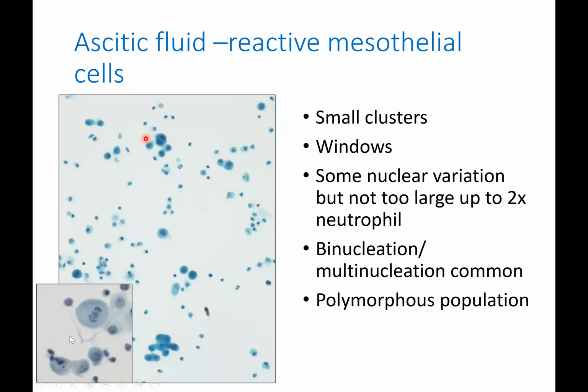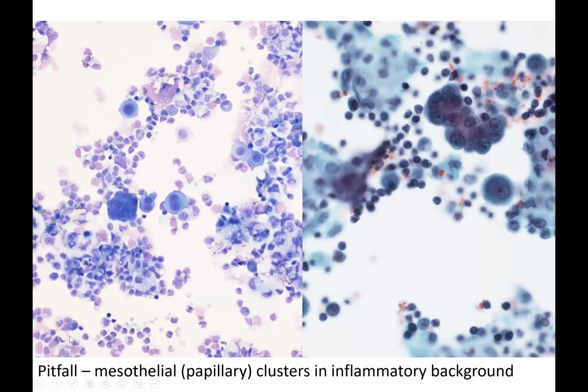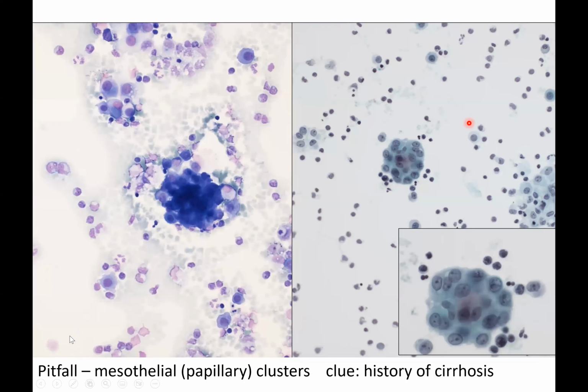Binucleation is common, as is multinucleation, and a polymorphous population can sometimes also show mitotic activity. Reactive ascitic fluid samples with mesothelial cells can be challenging and a bit of a pitfall, particularly if they're forming these papillary clusters on a background of inflammatory cells. They stand out looking like glandular clusters. Quite easy sometimes to overcall a cluster like this within a reactive background.